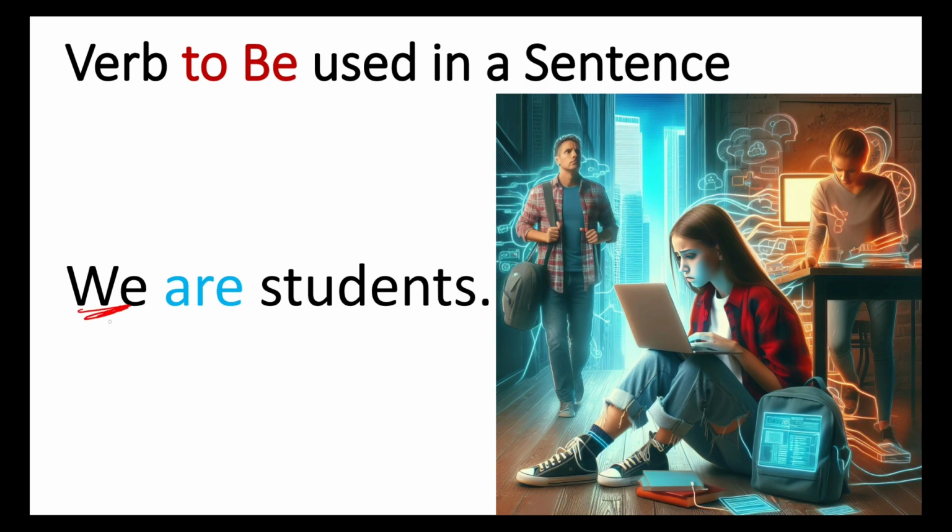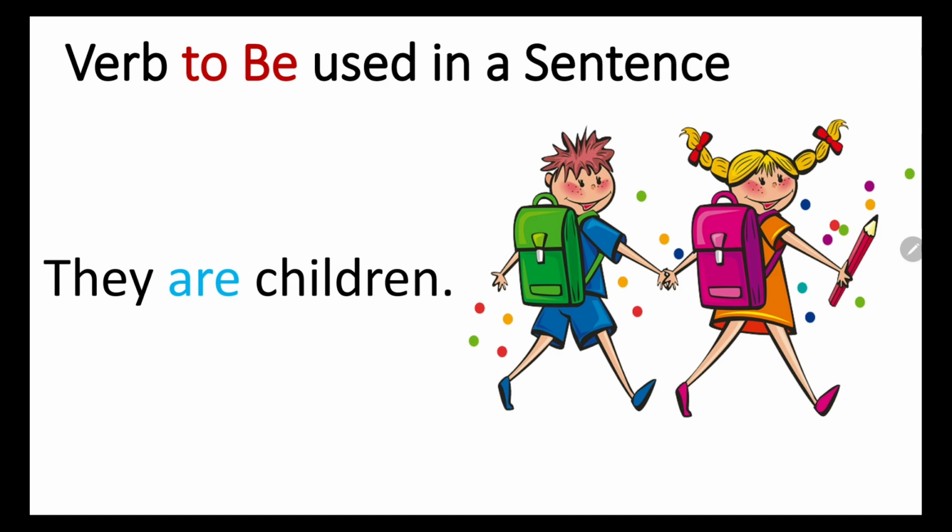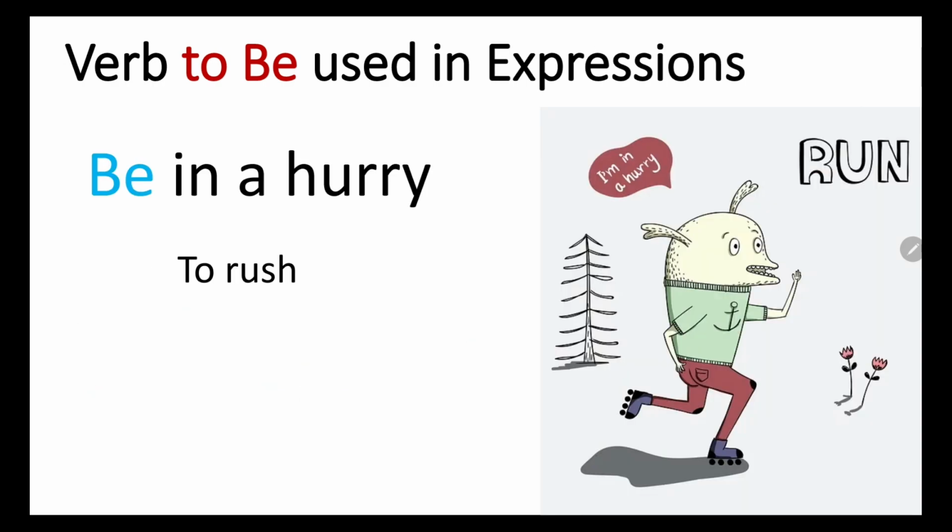We, remember what I said, we means you and I. Okay? We are students. Okay? They are children. Remember what I say about they? What they means? They includes you, he, she, it. Okay? They are children.